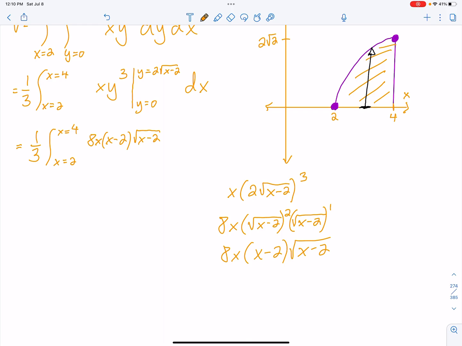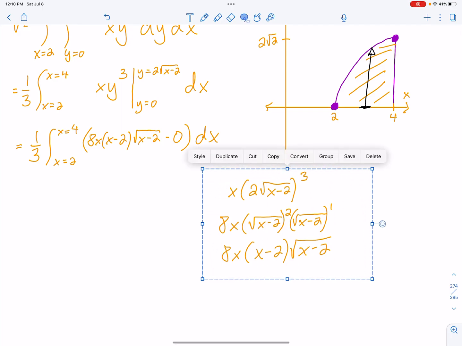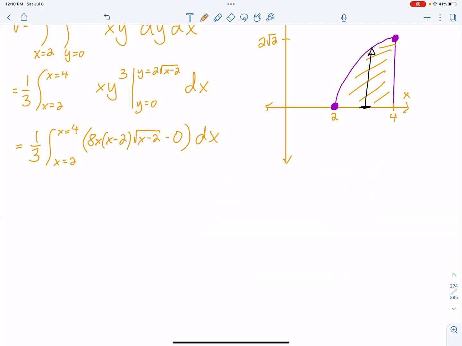All right, that was plugging in this part. If I plug in y equals 0, it's gone. We'll put it for note's sake, minus 0. And I still have my dx. So I'm going to erase all this over here.